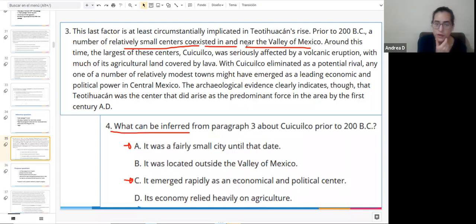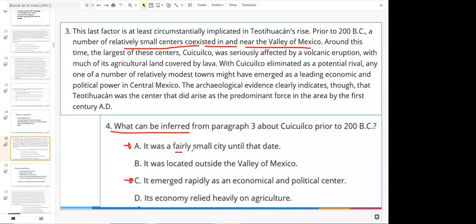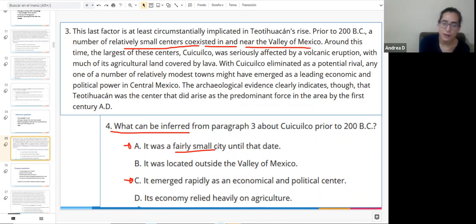Oh, okay, gotcha. So you're saying relatively small centers coexisted in and near the Valley of Mexico, and one of them was Cuicuilco. So you know that it was a small center. Yeah, and there was a volcanic eruption, and then it disappeared. So until that date, it was a very small city, I think. Okay, you're right. There was this volcanic eruption, and then they disappeared. But weren't they the largest of those centers? I mean, they were small compared to Teotihuacan, but I think Cuicuilco was the largest of those small centers. Okay, so it could be. I know what you mean.